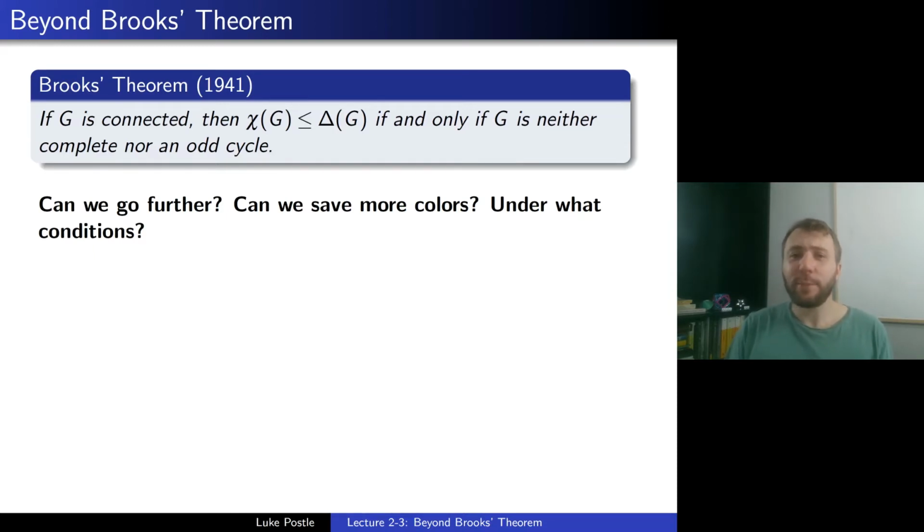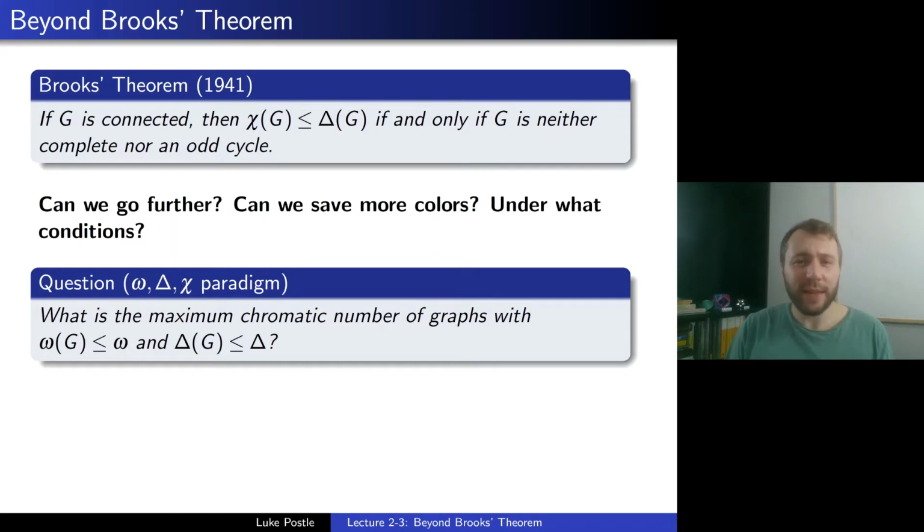Here, it may not be clear, it's really just answering for Brooks exactly when you can save that 1, but maybe instead let me think of it in this form, this ω, Δ, χ paradigm. Namely, I want to suggest the odd cycles are a bit of the odd man out in that theorem, and what's really important are the cliques. So what is the maximum chromatic number of graphs with ω(G) at most ω and Δ(G) at most Δ? This is a very nice question, right? If we forbid large cliques and fix the maximum degree, what is the correct number for the chromatic number as a general bound?